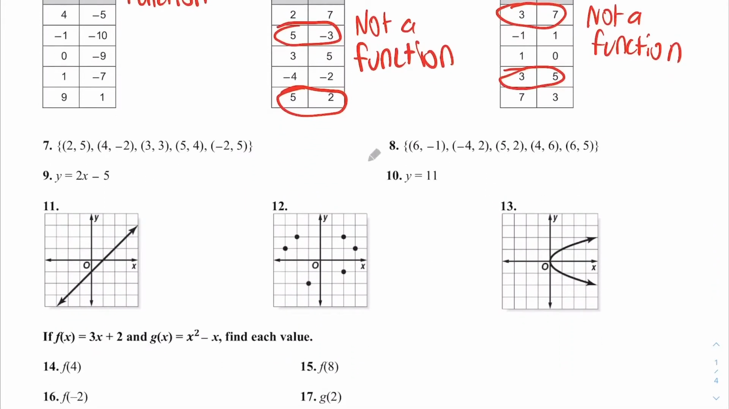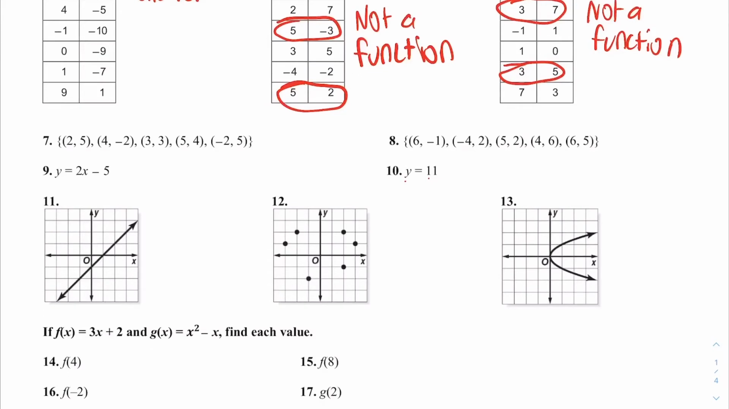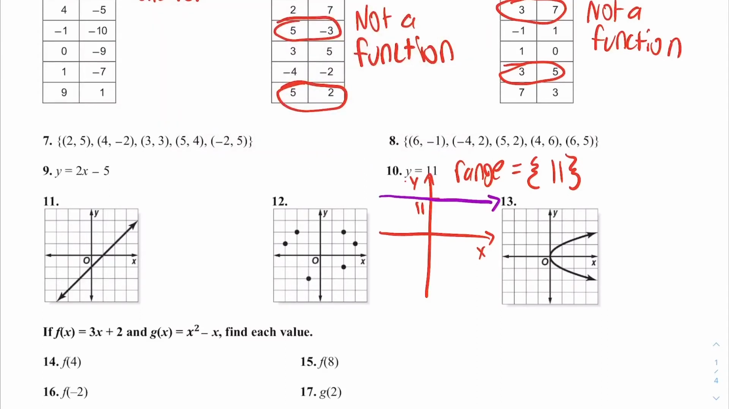Y equals 11. That means the range equals 11. Does that say anything about the domain? No, it doesn't. So let's just make a quick graph of this one. This says y equals 11. Y is how far up we are. X is how far we are to the right or left. So this y, we need a mark at the number 11. Y is equal to 11 is right here.